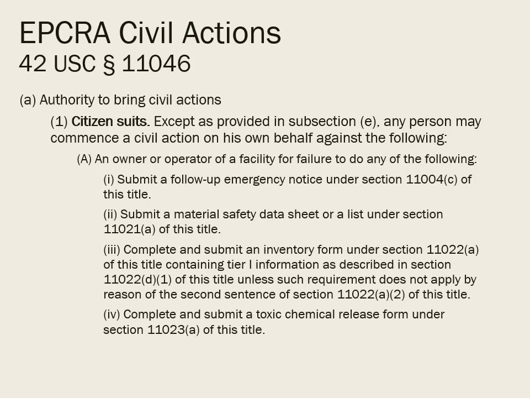Under the Emergency Planning and Community Right to Know Act, citizens can actually sue owners and operators of facilities that use hazardous chemicals if they are not providing these data sheets, inventory forms, toxic chemical release forms, and other items that are required by the statute.